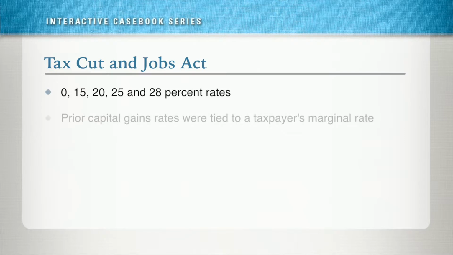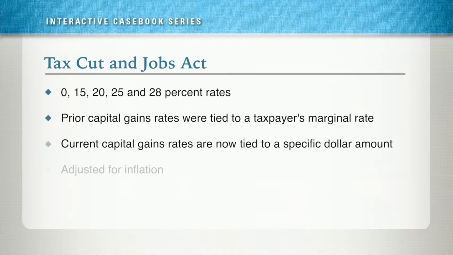There are different preferential rates on capital gains, so the sale or exchange of a capital asset may be taxed at different rates depending on the taxable income of the taxpayer and the type of asset. There are 0, 15, 20, 25, and 28% rates. Prior to the Tax Cuts and Jobs Act, which is effective January 1st, 2018, the capital gains rates were tied to a taxpayer's marginal rate.